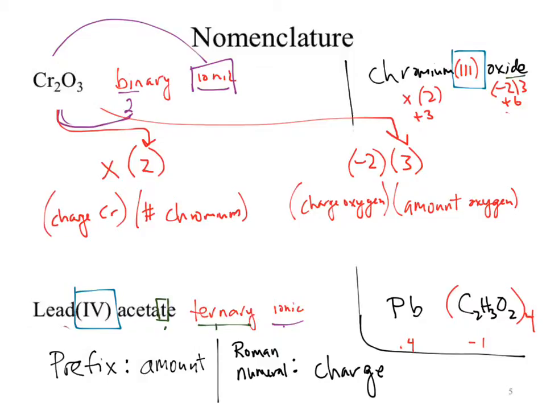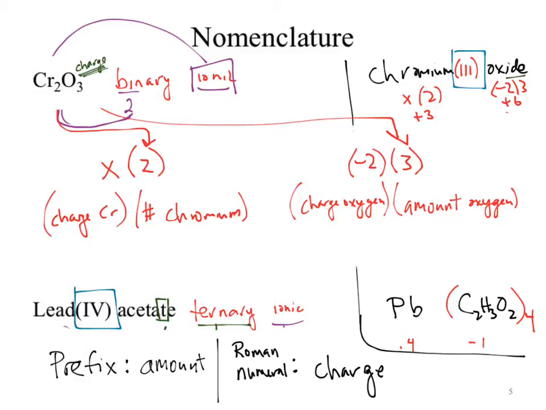If it's not neutral, where do we specify it? Even if it is neutral, where do we specify that information? The upper right-hand corner of our formula. What is written in the upper right-hand corner of the Cr2O3? Nothing is written there, which means the charge is 0.